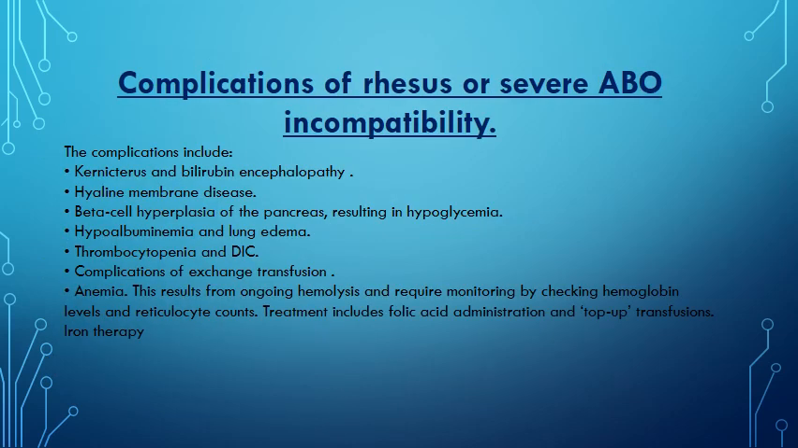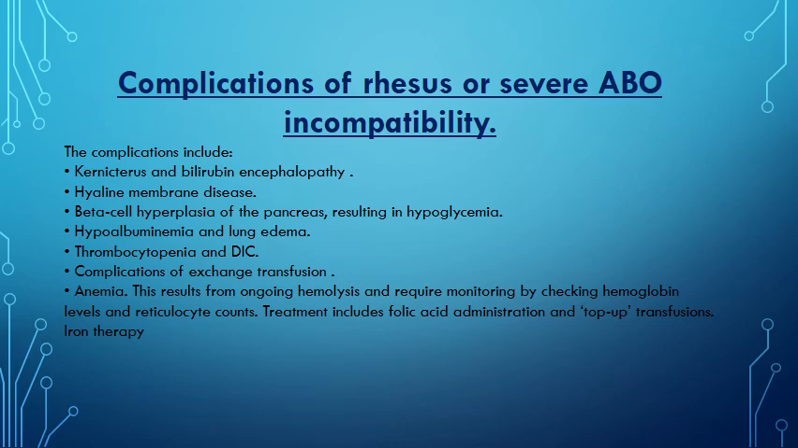Here we have some complications of rhesus or severe ABO incompatibility. The complications include kernicterus and bilirubin encephalopathy, hyaline membrane disease, beta cell hyperplasia of the pancreas resulting in hypoglycemia, hypoalbuminemia and lung edema, thrombocytopenia and DIC, complications of exchange transfusion, and anemia.